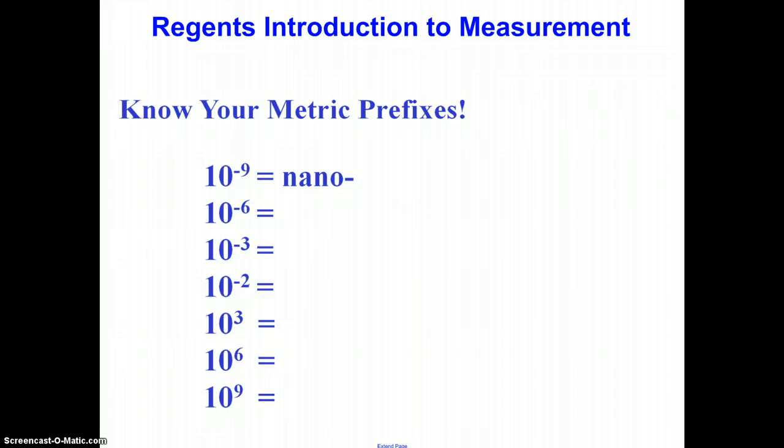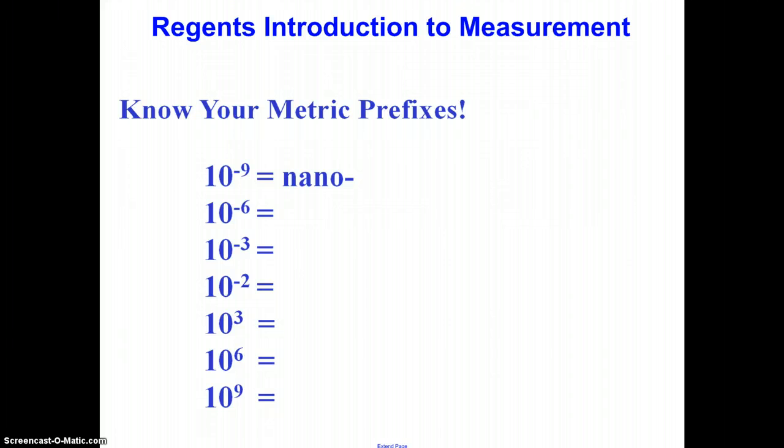In this video, we're going to do what should be a review on some basic measurement and calculation topics. Nonetheless, we're going to jump right in here. The first thing we're going to talk about is knowing your metric prefixes. There are some that we use more in physics than we do in other courses or math settings.